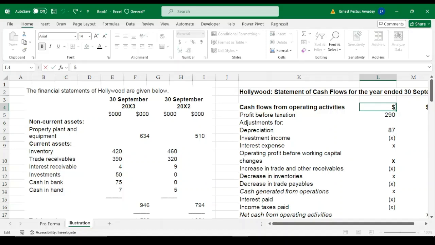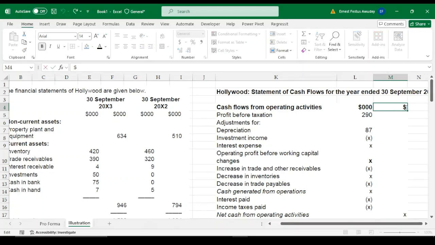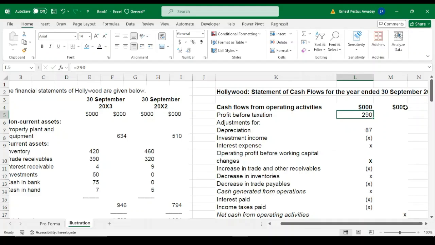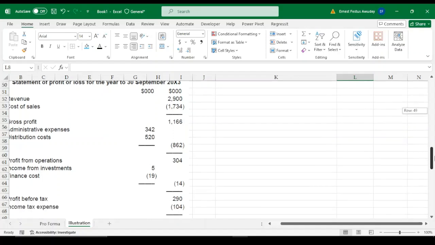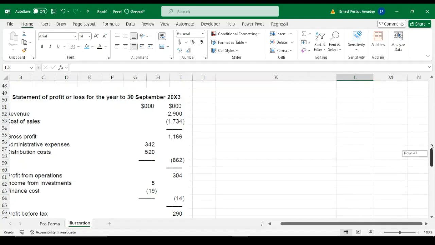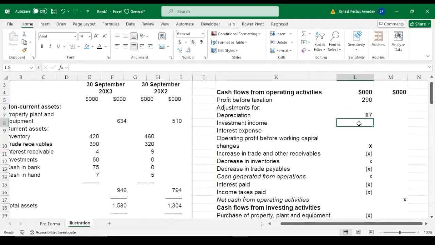Now these are in thousands. So let me put my thousand separator there, and then let me also put it here as well. Every figure here is in thousands. So that's my depreciation. Then investment income. Income from investments from the statement of profit or loss has been added. This is our income from investments and it's 5,000, so I'll put my 5 there.